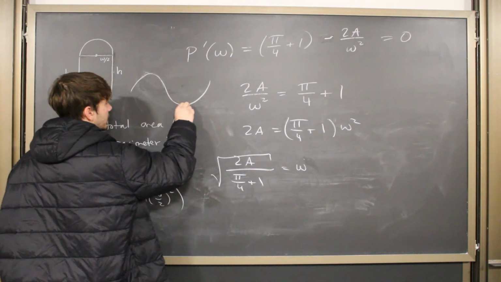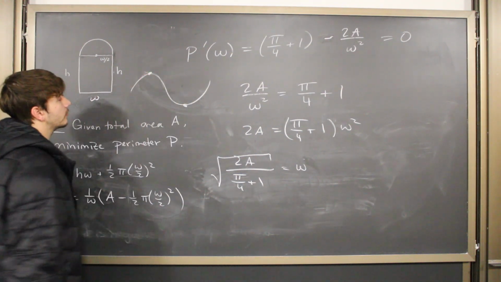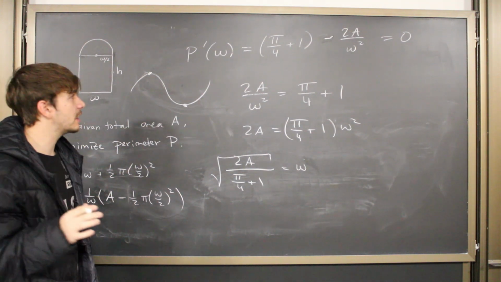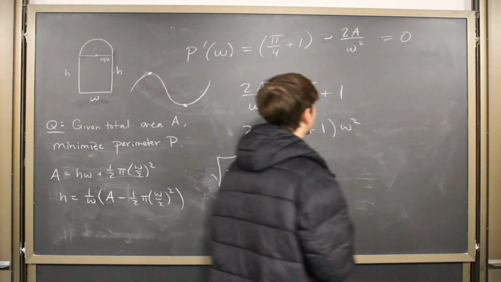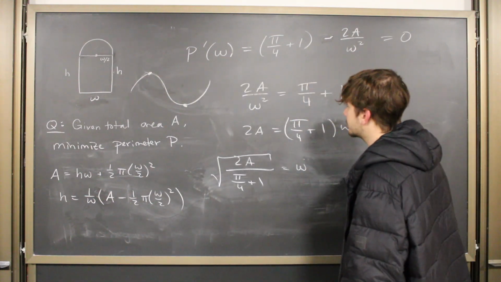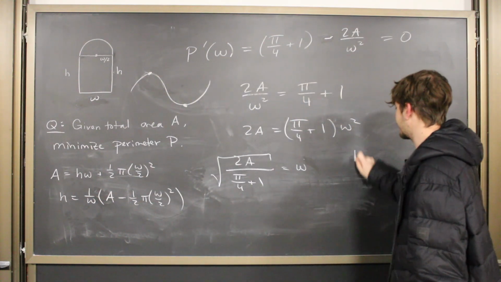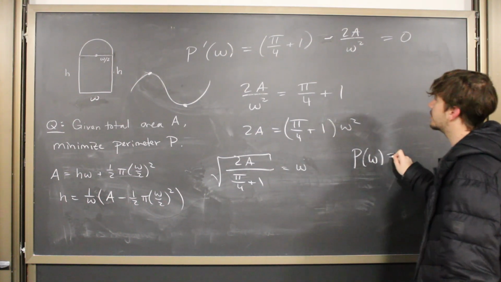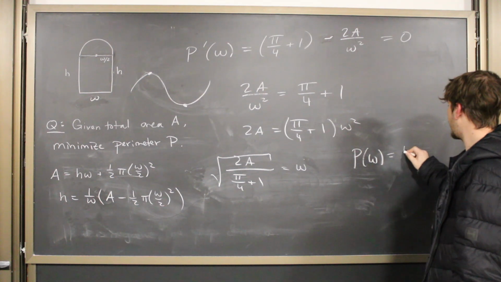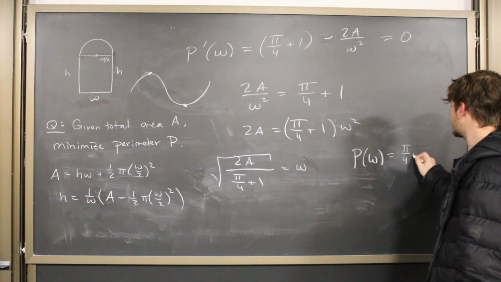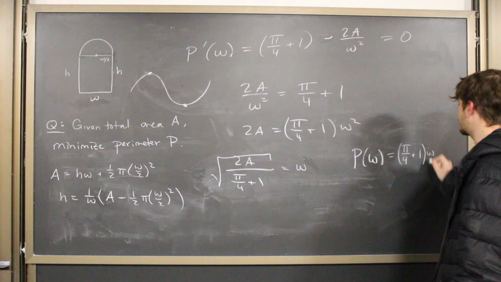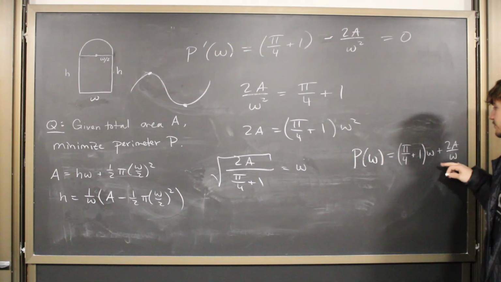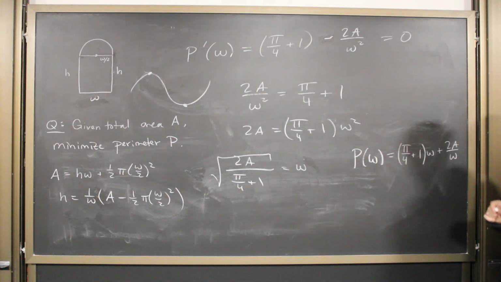And so there's two ways you can solve this problem. The first one is if you look at the original perimeter function. I keep erasing things unfortunately, but the original perimeter function was (pi over 4 plus 1) w plus 2a over w. I believe that's what we had for our original perimeter.